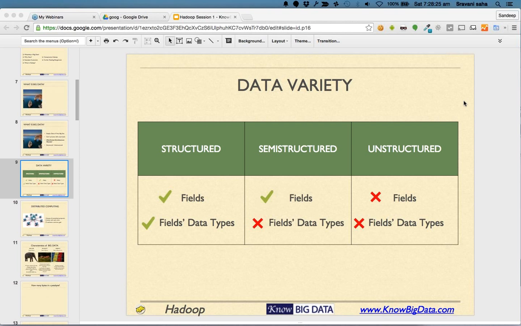The website logs need to be parsed, to convert the plain text into structured data, into the column format. So that's one example of unstructured data.